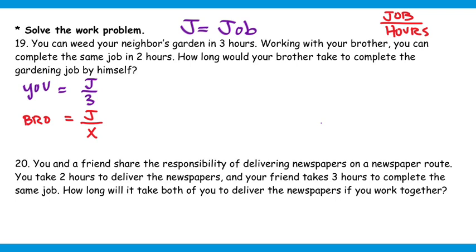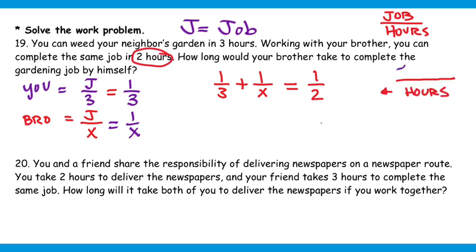What do we know? We know that when we do them together, the one job for me takes 3 hours, the one job for my brother takes, I don't know how many hours, but we know together it's one job in 2 hours. That's why it equals 1/2, because it's the one job over the 2 hours, right? Now that we have written our equation out, we can get a common denominator.